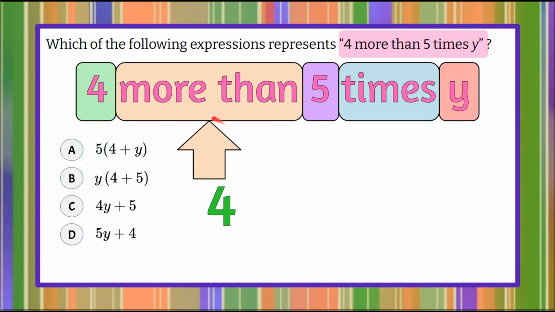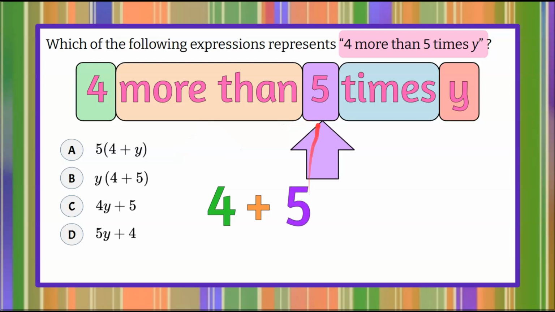Moving on to the next chunk, more than. When I have more than you, if I have 2 more cookies, that means I take the number of cookies you have and I add 2. So we're going to use an addition sign here to represent more than. Then we move on to the next. We have a number 5. So let's write our mathematical number 5.